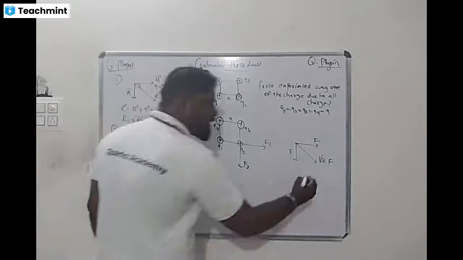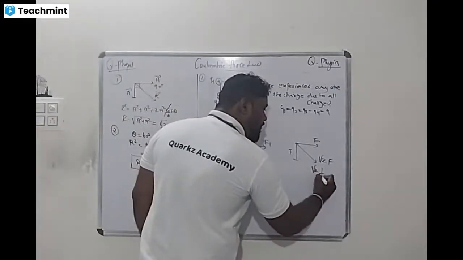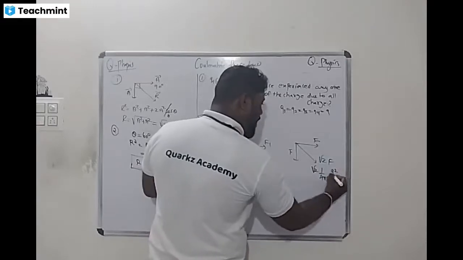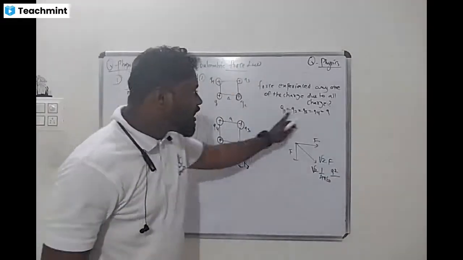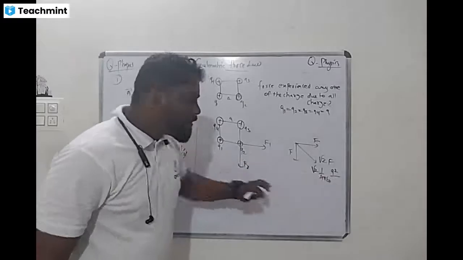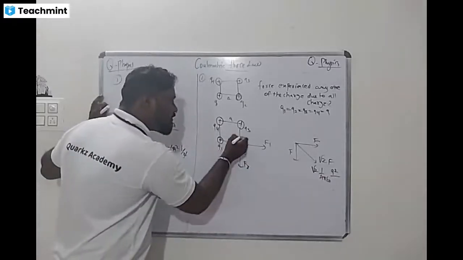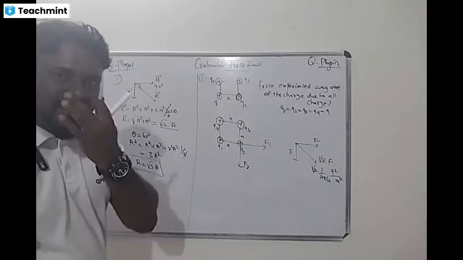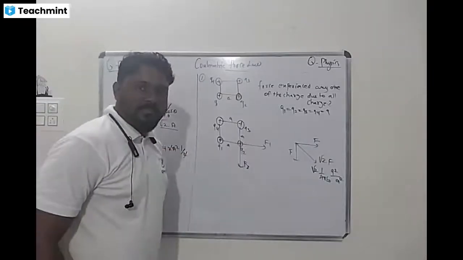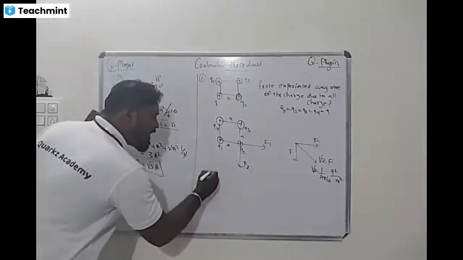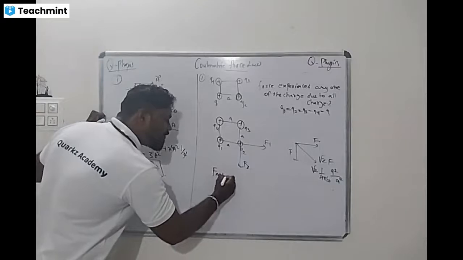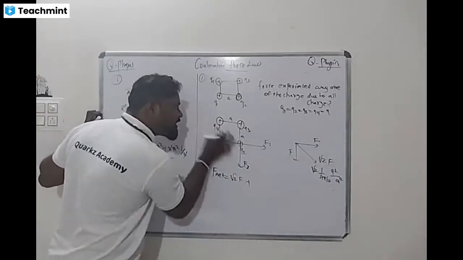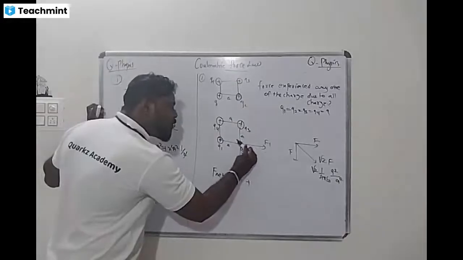Root 2F. Now what is the force here? Root 2 times 1 by 4 pi epsilon naught Q square divided by, because both the charges are the same, the distance A square. Is it clear? Now I have calculated for two charges. Now I calculate for the third charge, because the net force is root 2F plus this charge's force. Now look, I move in this direction. How will it be?